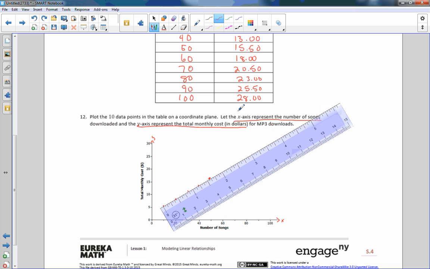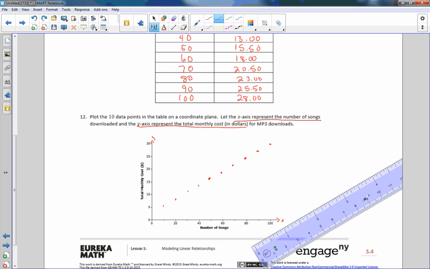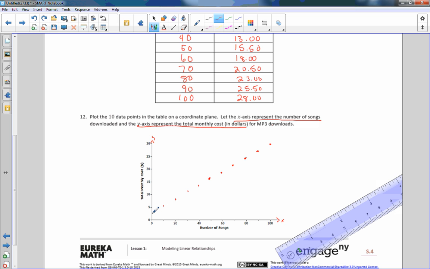60 should be 18, which is just under 20, so that should be right about there. 70 should be $20.50, so straight up from 70 is just over the 20 mark, right there. 80 is just straight up 23. 90, $25.50, and 100 should be 28. So that is what the dots should look like, okay? It appears to be linear, obviously, and it would continue down so that there is a monthly fee. If you don't buy any songs, it will cost you $3.